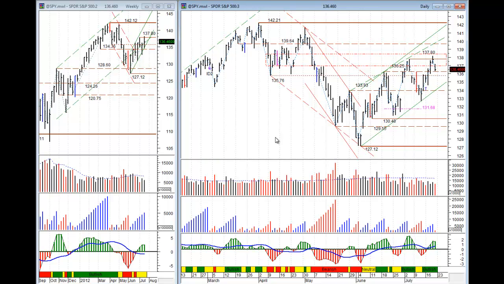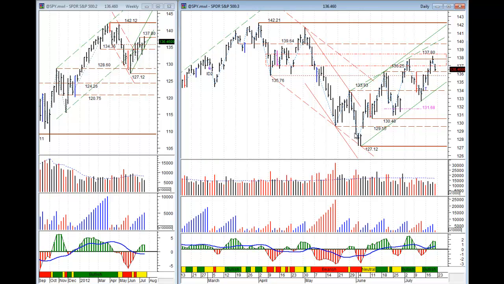This week we are presenting a little bit of a difference in the format, as I'm putting the weekly and the daily charts together side by side so that we can have a clearer picture of the reference point on the weekly chart as well as on the daily chart. So let's take a look at the weekly chart and also orientate ourselves on the daily chart.